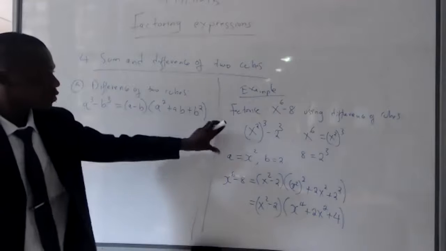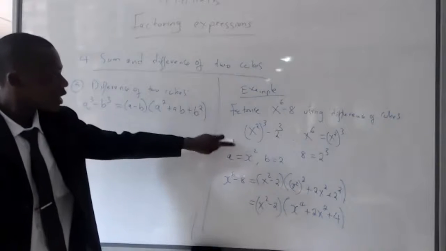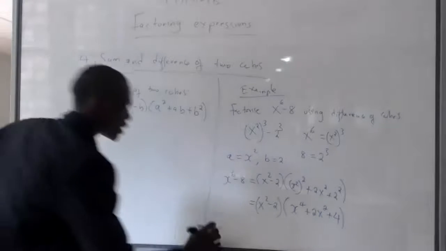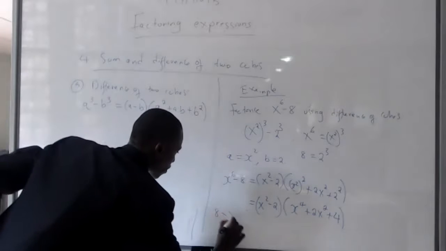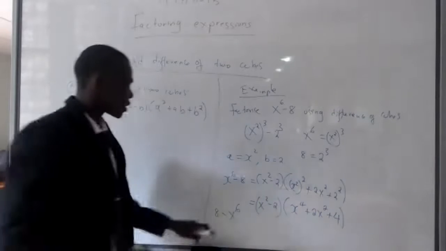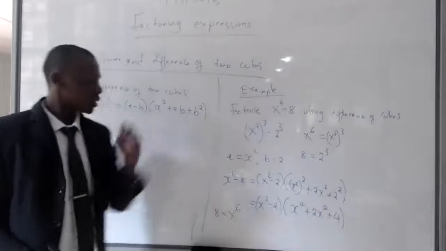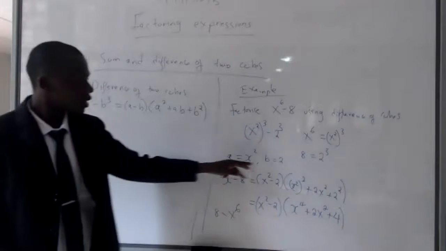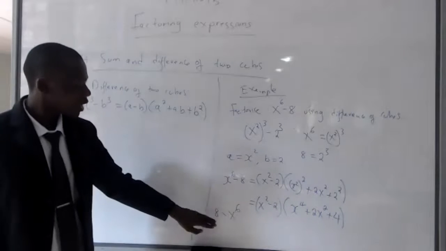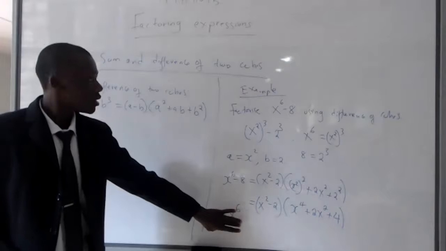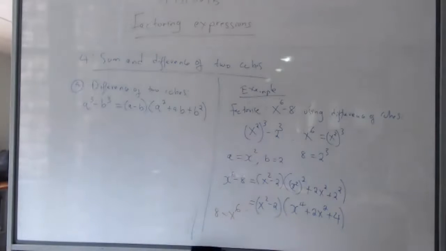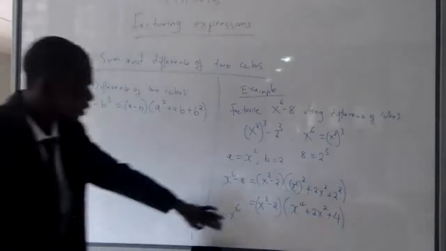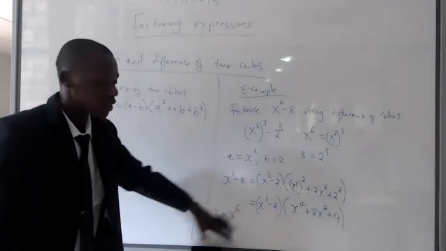In this case, for those of you who want to try, go and try interchanging a and b. You realize that when you expand your final expression, you'll end up with 8 minus x power 6, not x power 6 minus 8. If you interchange a and b at this stage, you'll end up factoring a minus x power 6 instead of x power 6 minus 8. Go and try this at home and tell me what you get.